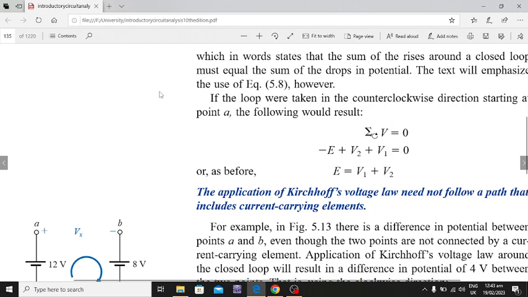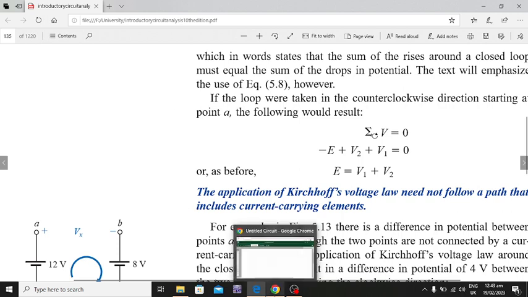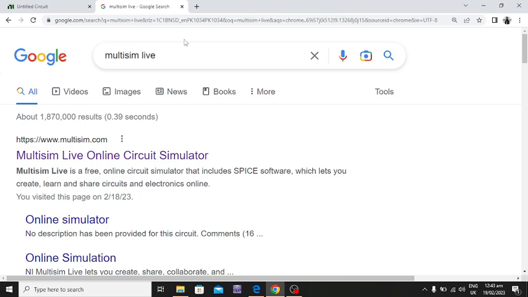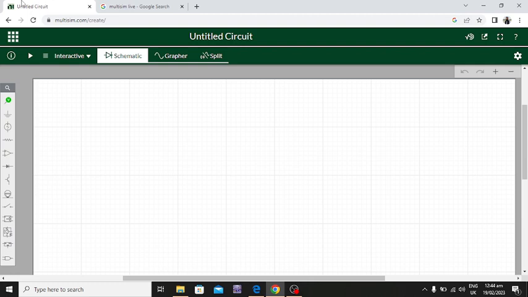Now we are going to see the basic circuit design of Kirchhoff's law to verify it with the Multisim simulator. You must search for Multisim Live, click on the search bar, log in with your account, and then you find this page. I am going to rename this circuit KVL, Kirchhoff's voltage law.